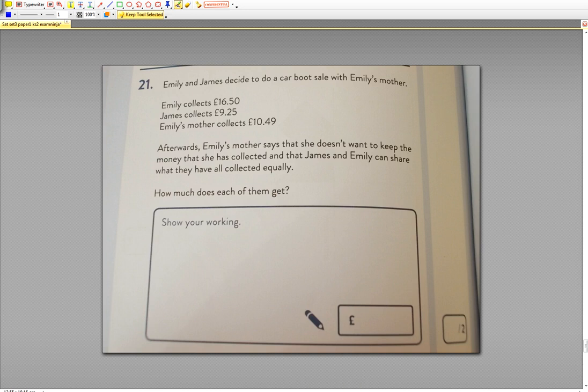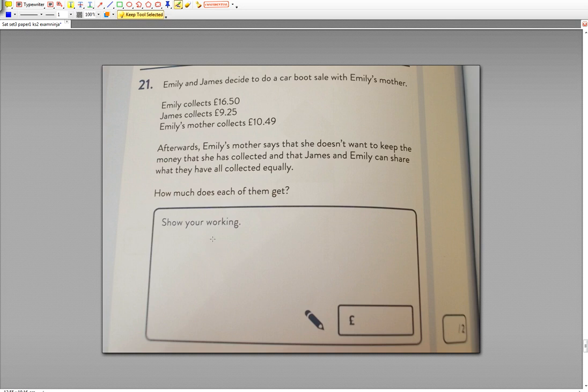Emily and James decide to do a car boot sale with Emily's mother. Emily collects this, James collects that, Emily's mother collects that. Afterwards, Emily's mother says that she doesn't want to keep the money that she has collected and that James and Emily can share what they have all collected equally. How much does each of them get?